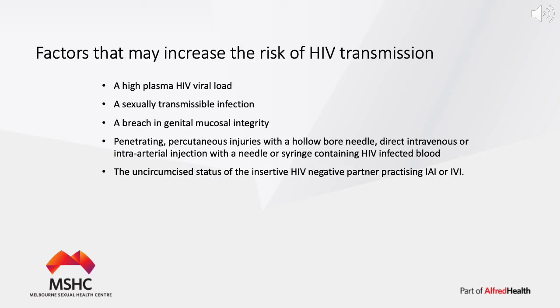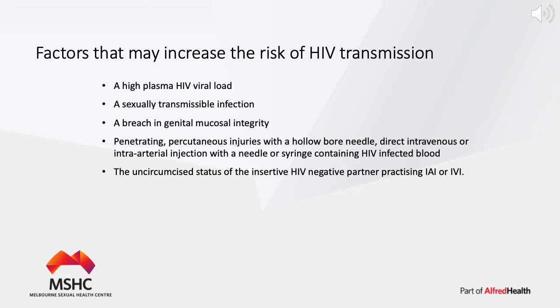So what may increase the risk of HIV transmission? A high plasma HIV viral load. We know that U equals U, so if someone is undetectable, they are untransmissible. But if they've got a very high plasma HIV viral load, there's a very high risk of transmitting HIV, because there are large amounts of circulating HIV that can penetrate and enter the bloodstream.